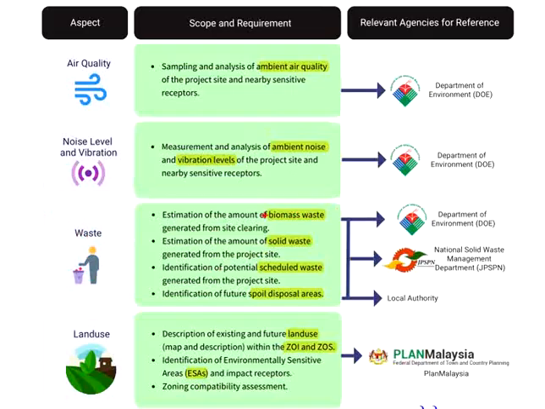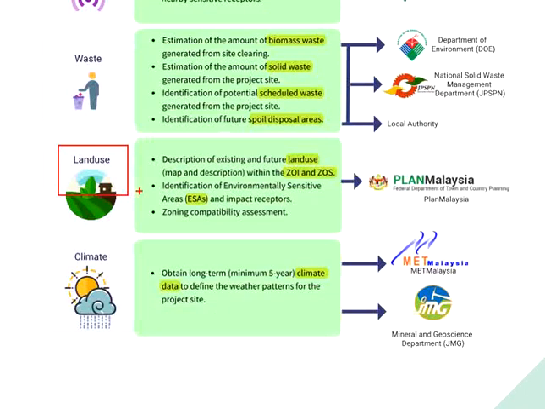This includes the estimations of the amounts of biomass waste generated from site clearing, estimations of the amount of solid waste generated from the project site, identifications of the potential scheduled waste generated from the project site, and others. About land use, descriptions of the existing and future land use within the zone of impact and zone of study, identifications of the environmentally sensitive areas (ESA) and impact risk sector, as well as zoning compatibility assessment.